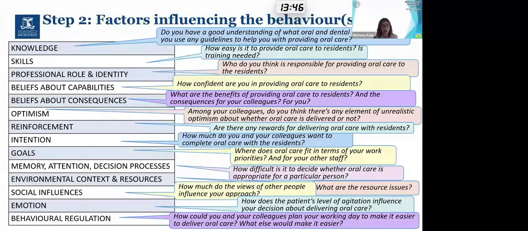Similarly, beliefs about capabilities. You may have the knowledge and you may have received the training, so knowledge and skills may be there, but that doesn't automatically mean that you feel confident to deliver the intervention. And I've seen that in the context of assessments for oral health, that there's an expectation that nurses will be able to do that, or that speech pathologists can do that. And in fact, they may have had the knowledge and the skills, but they don't feel confident about what they're seeing inside the oral cavity.